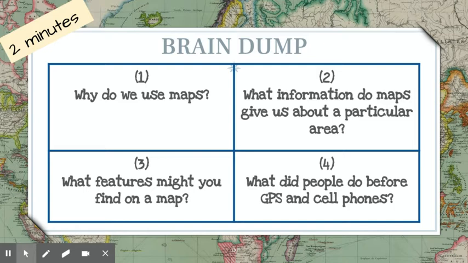There are four questions that I am asking the students. The first one is, why do we use maps? The second one is, what information do maps give us about an area? Number 3 is, what features might you find on a map? And number 4, what did people do before we had GPS and cell phones?